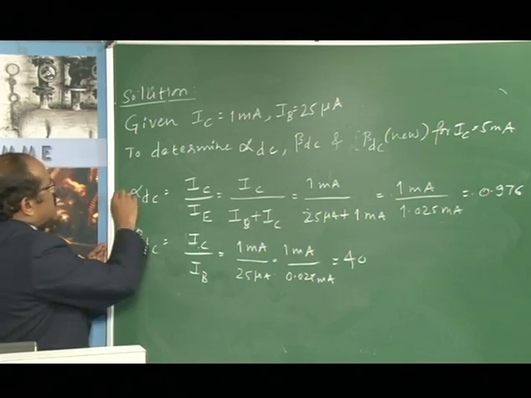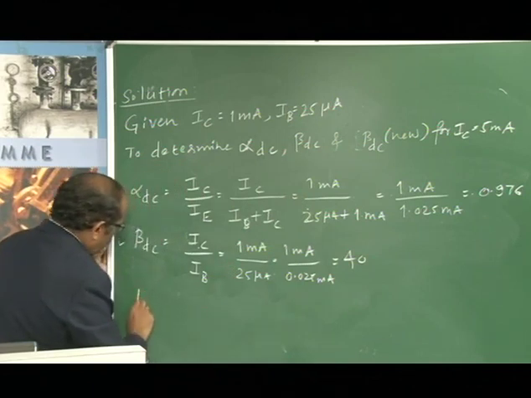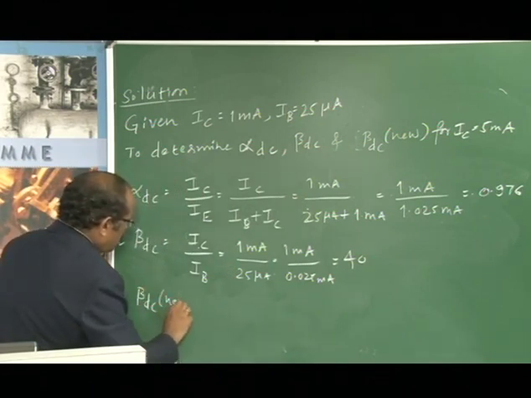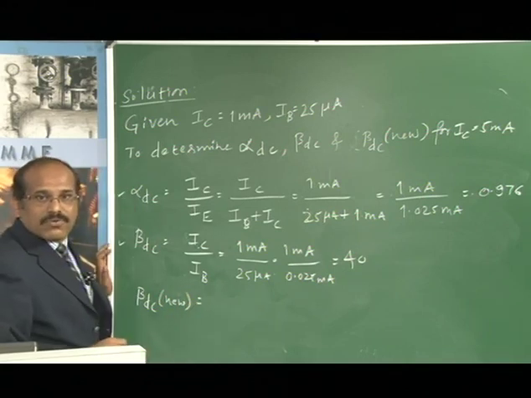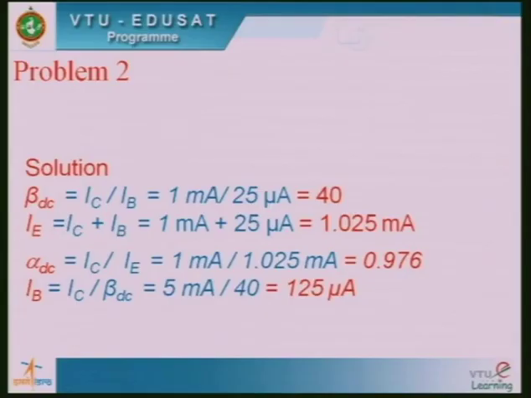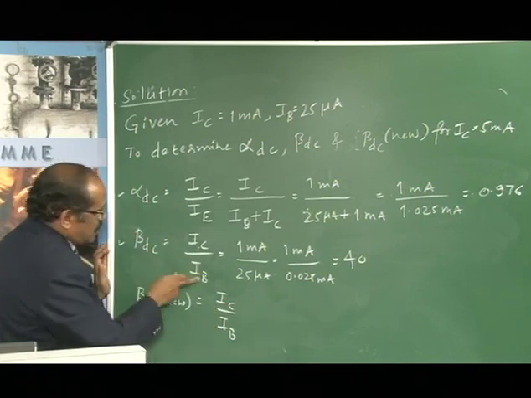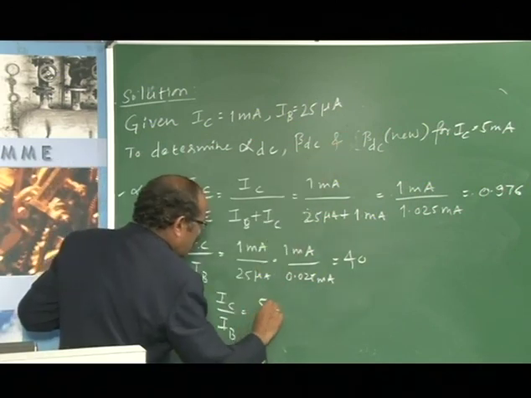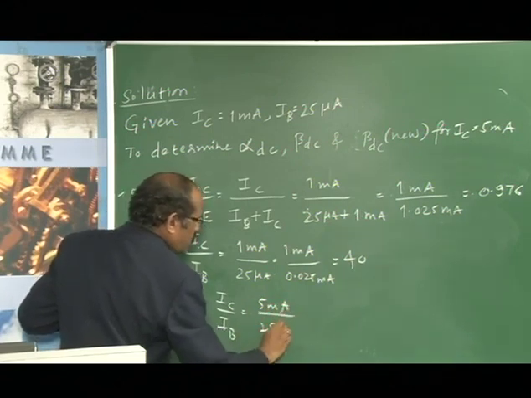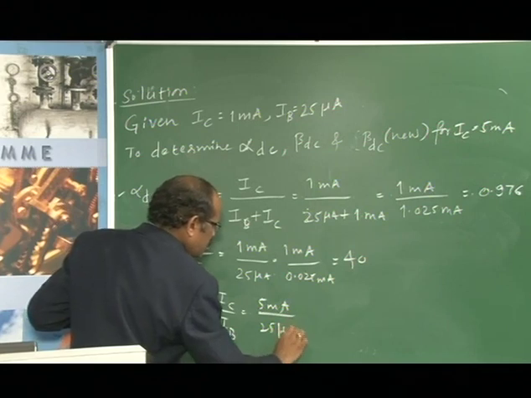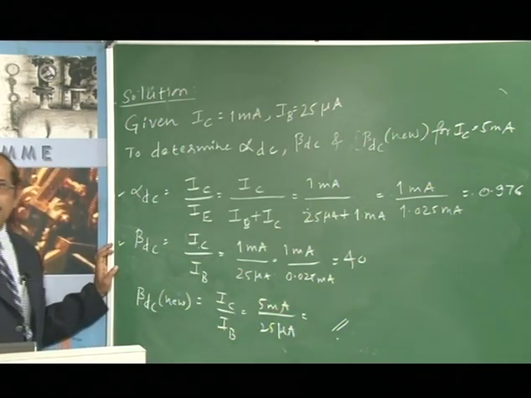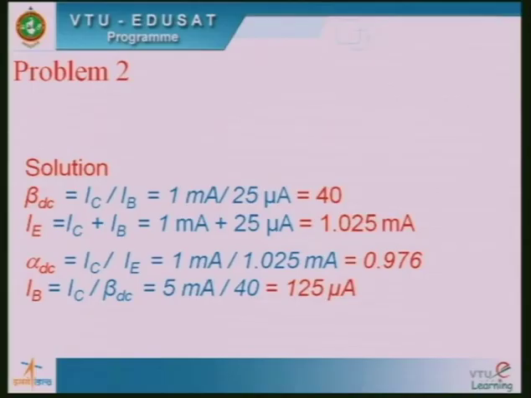Finally, using this data, what you need to do? Beta DC new. Beta DC is nothing but IC by IB. So for IC of 5 milliampere, what is IB? It remains the same. You will be able to get the answer using this. So this is how you can solve the two problems related to transistor current and voltage equations.